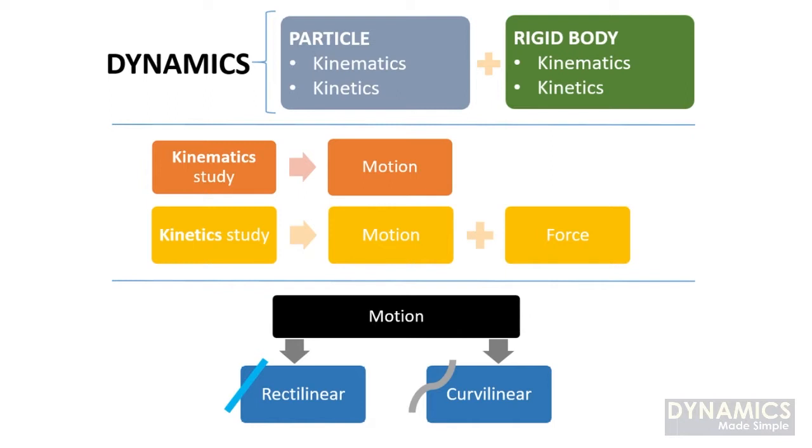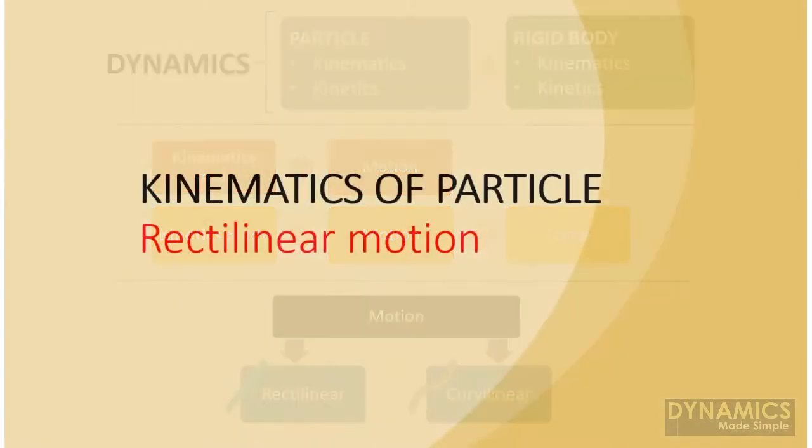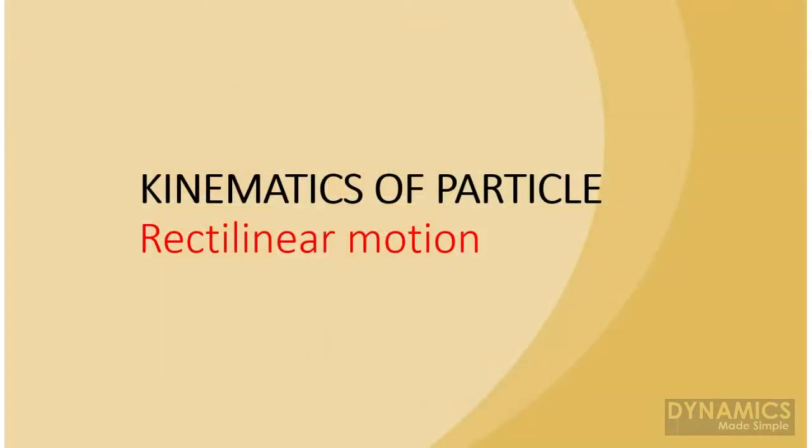Dynamics involves two main areas. First is the study of motions only, which is termed as kinematics study, while the second is the study of relationships between motions and forces that are responsible for these motions, known as kinetics study. Two types of motion are considered, namely straight line motion, termed as rectilinear motion, and motion in a curve, termed as curvilinear motion. Let us start with kinematics of particle, in particular rectilinear motion.